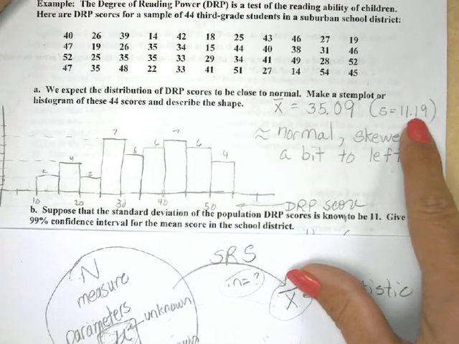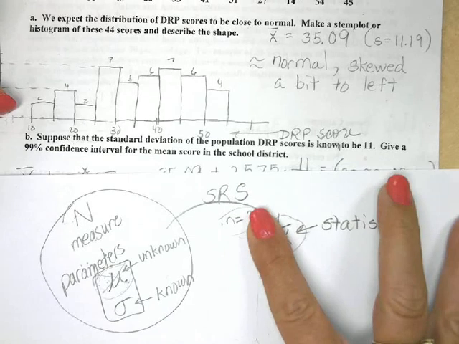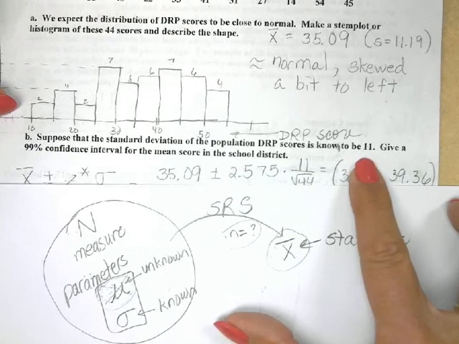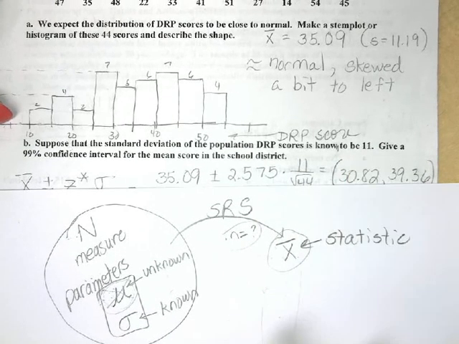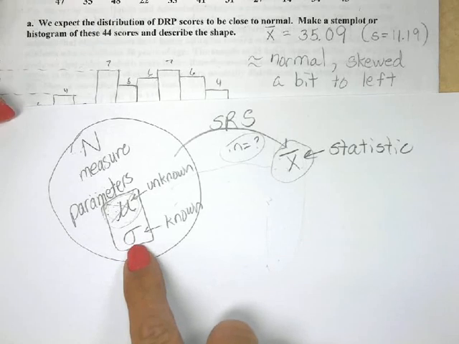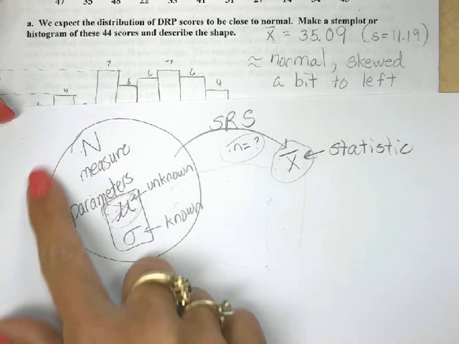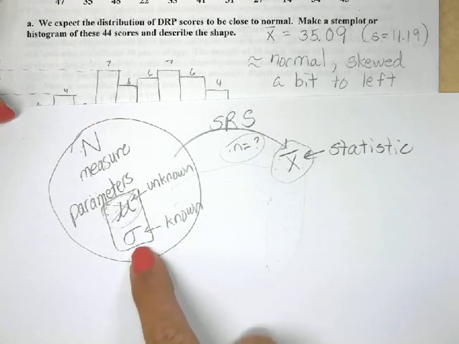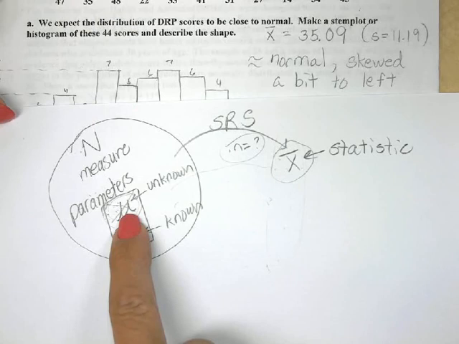Now, on part B, I have supposed that the standard deviation of the population is really known to be 11. So I'm talking about this one. We're going to say that we have this big population of third graders in this school district, and we know that the standard deviation is 11. We just don't know what the mean score would be for that specific school district for this reading test for third graders.